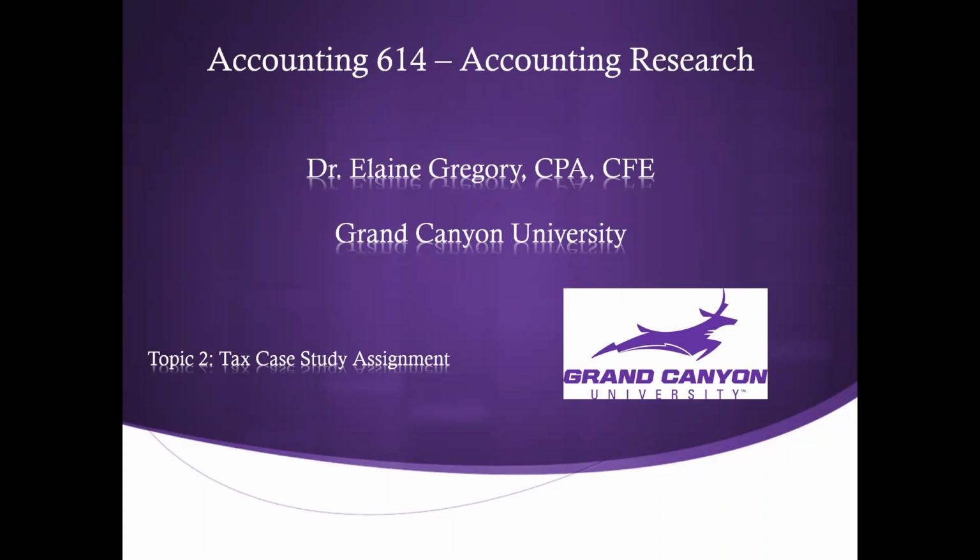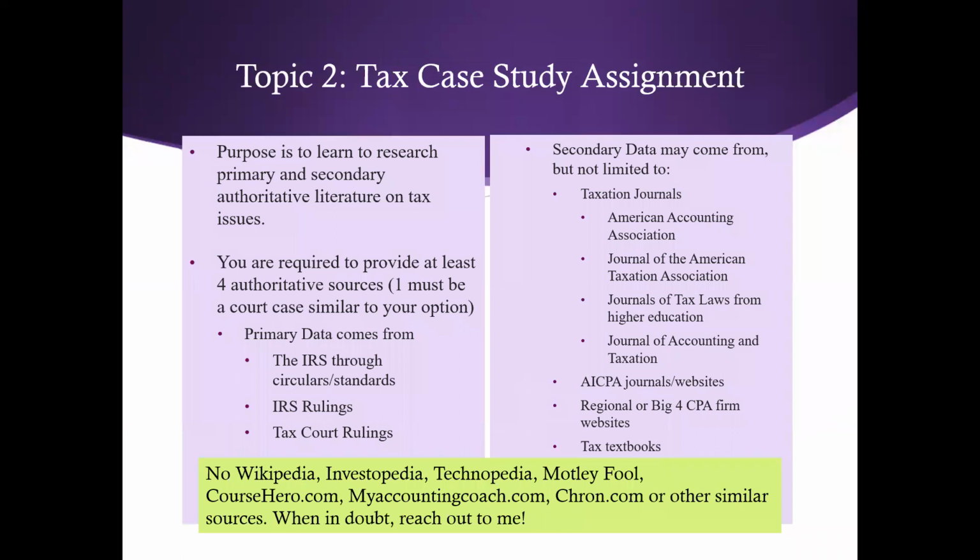I wanted to go over, for just everyone's benefit and clarification, the requirements for our Topic 2 tax case study assignment. The purpose of this is to learn how to research using primary and secondary authoritative literature on tax issues. So you're required to provide at least 4 authoritative sources. One must be a court case similar to the option that you choose.